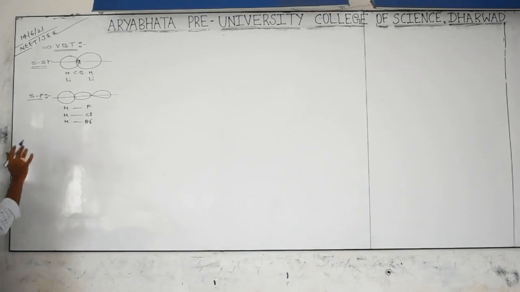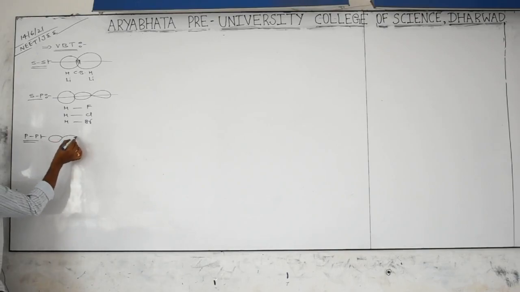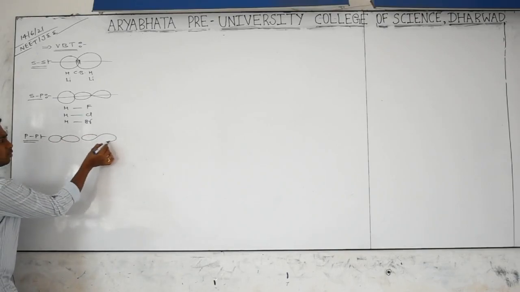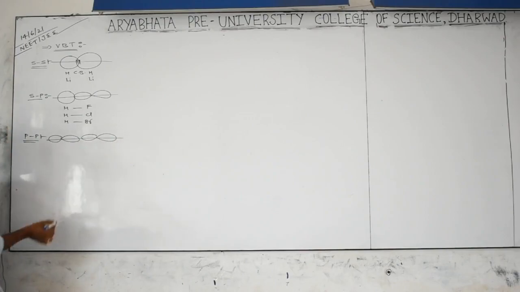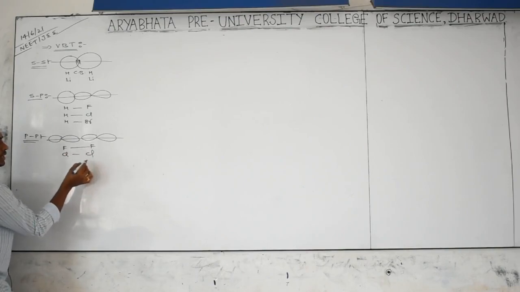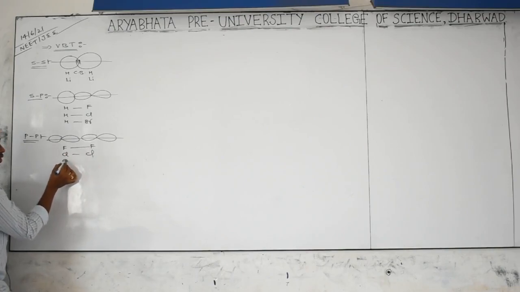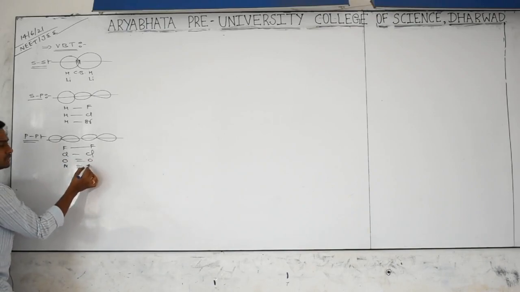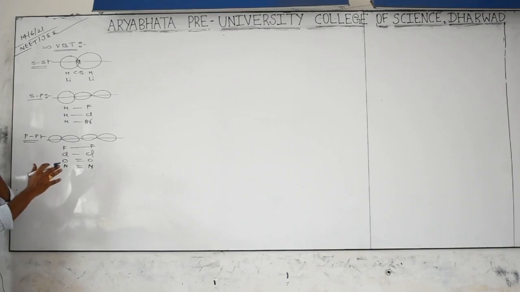One s block and one p block element. The other category is p-p overlapping. It is very simple: p orbitals from the two atoms are involved in the overlapping together, and then we get a covalent bond. For example, F2, Cl2, Br2, oxygen and nitrogen. These are all examples of p-p overlapping, because both elements belong to the p block.